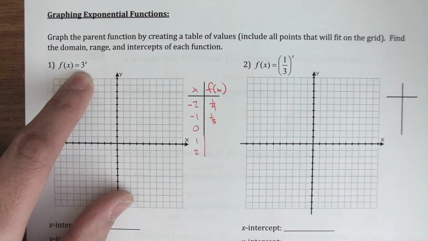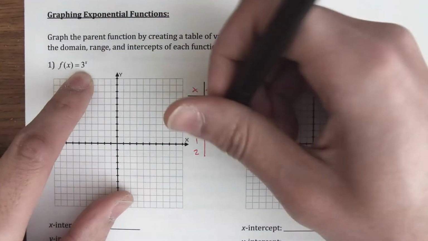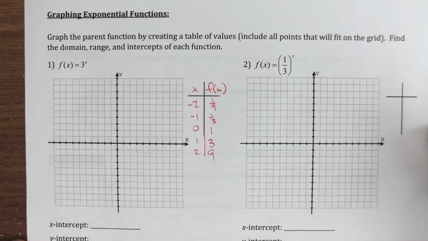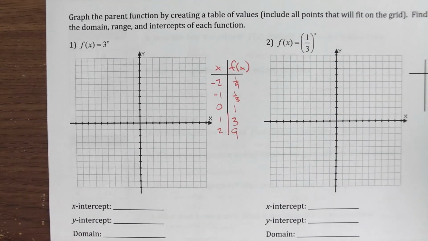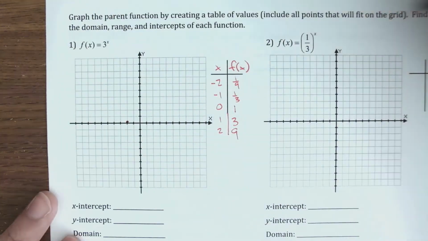3 to the 0, or anything to the 0 power, is 1. 3 to the 1 is 3. And 3 squared is 9. So now we can use this table of values to plot a few points. So at -2, 1/9, you can kind of approximate it's just above the x-axis there.